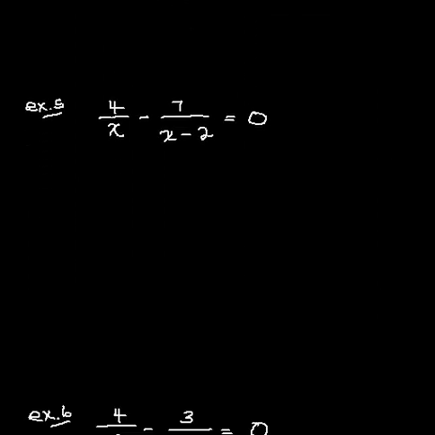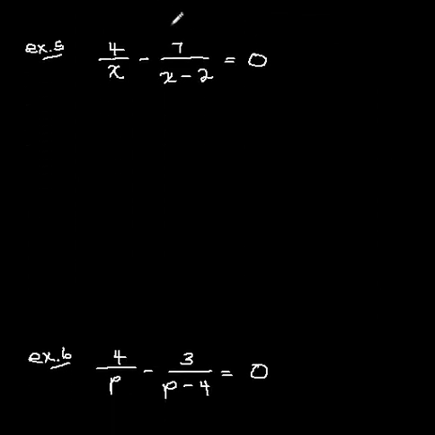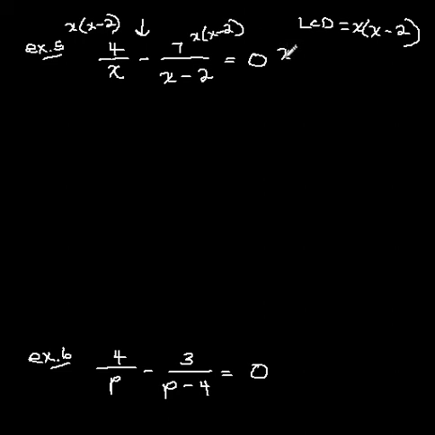You can try this one on your own as well. Just be careful with this negative sign. It will get you if you don't watch out. Okay, I'm going to stop the video. Try it now. Okay, least common denominator is x times x minus 2. So everything times x minus 2. X times x minus 2. X times x minus 2.